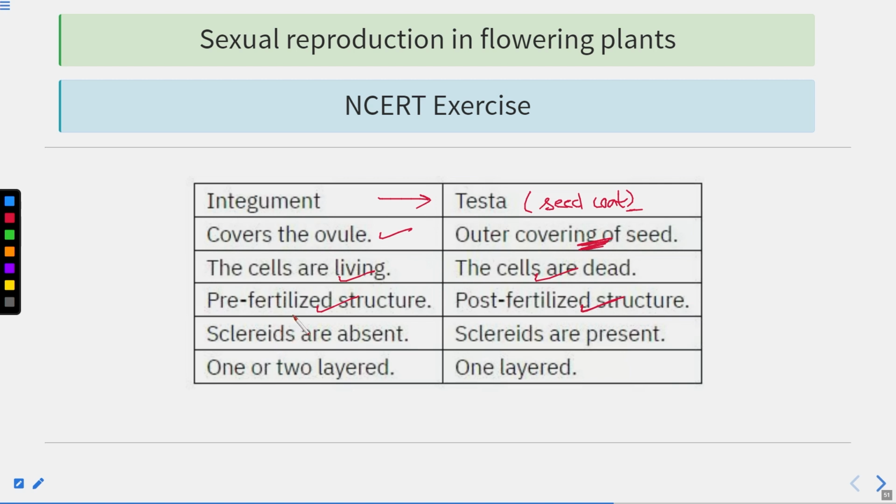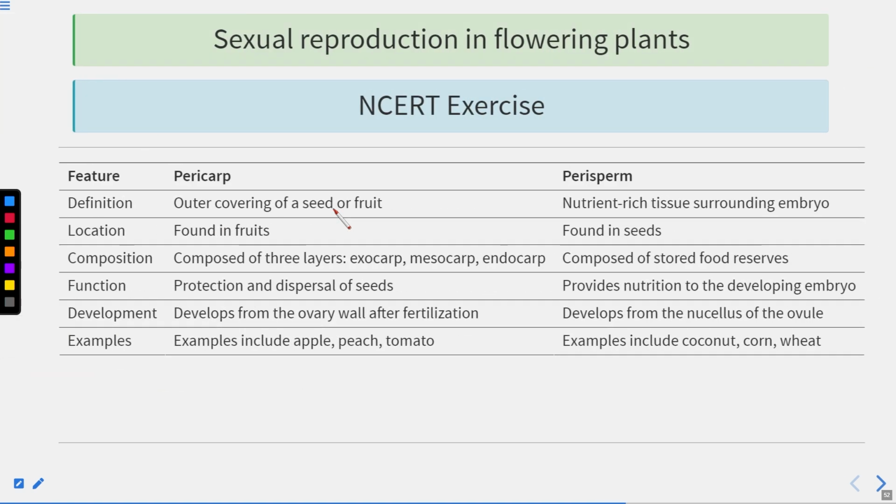Now, in integuments, sclerids are absent. Okay, because sclerids are absent in the living cells, and in testa, sclerids are present. So, sclerids are also dead cells. Okay, that's why in testa, the cells are dead. Integument is one or two layers. Okay, and it is the protective covering of the ovule, whereas testa is one layered. Here, integument, it is the protective covering of the ovule. You have to remember this also.